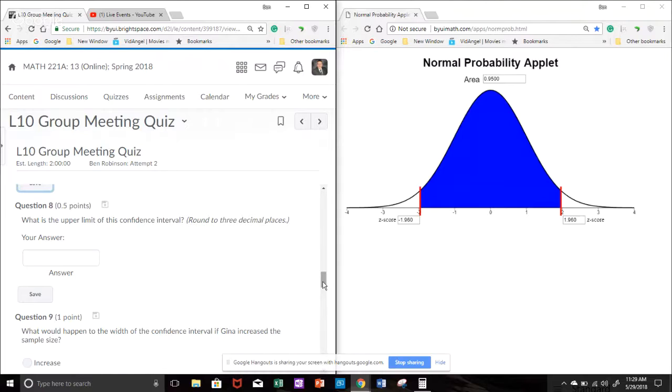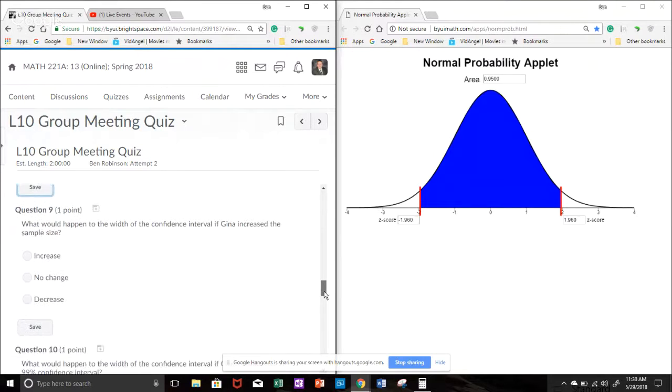What is the upper limit of this confidence interval? We do the same thing, but we add it. So 526 plus 27.685, and that's 553.685. Okay.